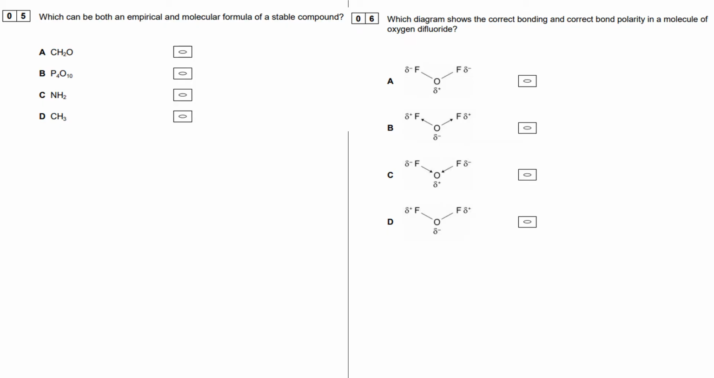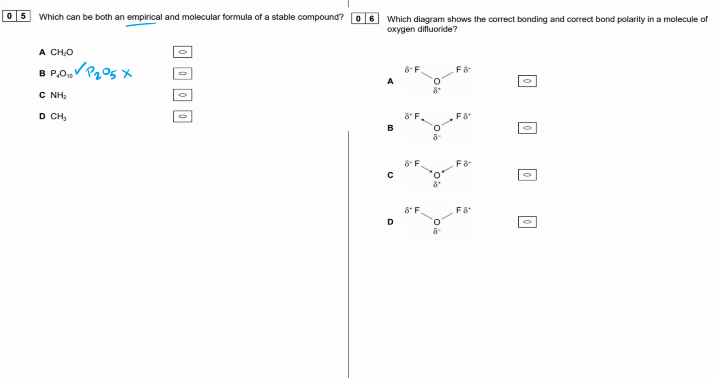So B, P4O10. Well, you should know that is the formula for phosphorus oxide from the period 3 oxides topic in second year. However, it is not an empirical formula. The empirical formula is the simplest whole number ratio, so the empirical formula would be P2O5, so that's an incorrect answer.